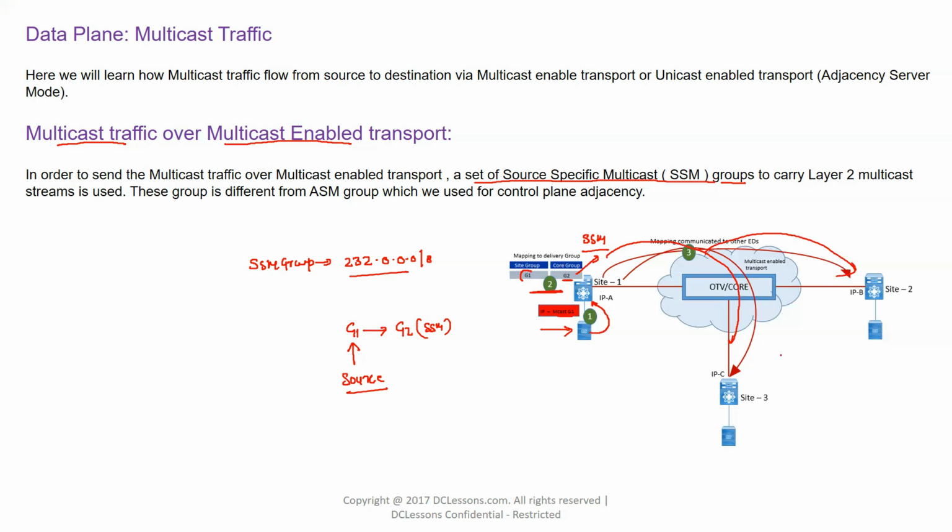And this information contains the mapping G1 to G2, the VLAN of the source, and the site 1 join interface IP address. So this information is sent to site 3 also and site 2 also. So now let's see how the neighborship is formed.